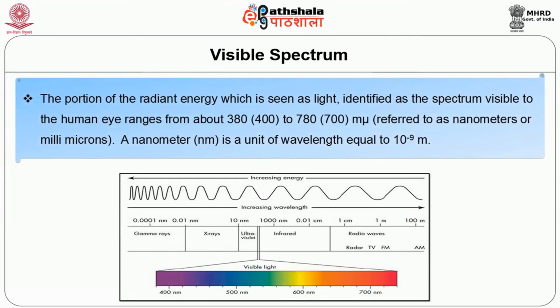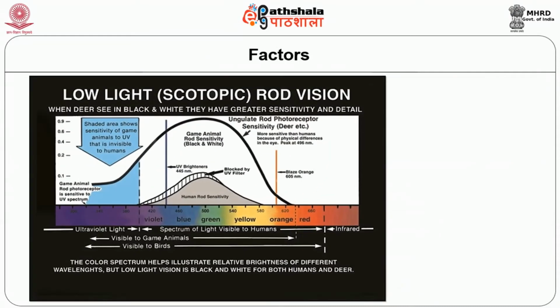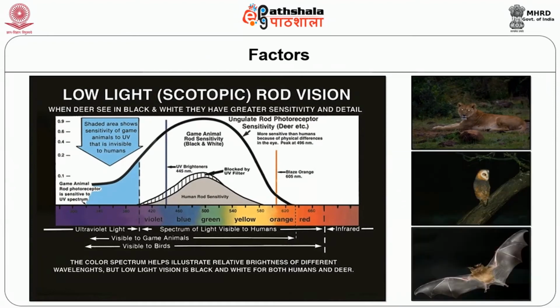See the next image. The portion of the radiant energy which is seen as light, identified as the spectrum visible to the human eye, ranges from about 380 to 780 millimicrons, referred to as nanometers. A nanometer, nm, is a unit of wavelength equal to 10 to the exponent minus 9 meters. What do these factors explain? Light can thus be thought of as the aspect of radiant energy that is visible.